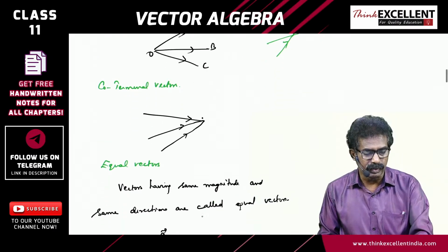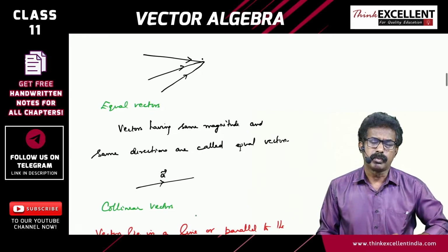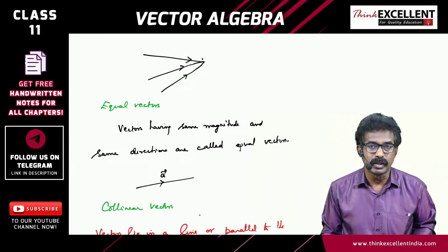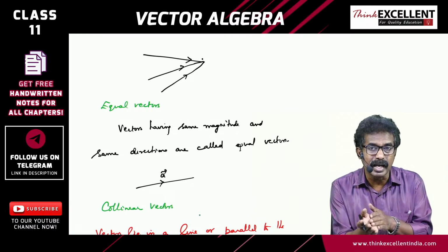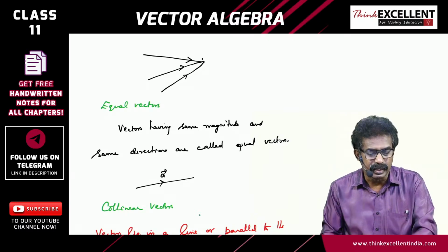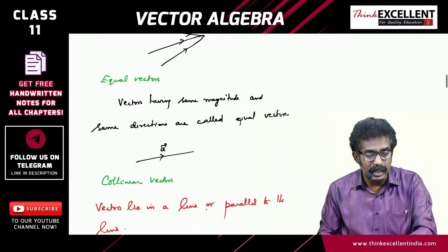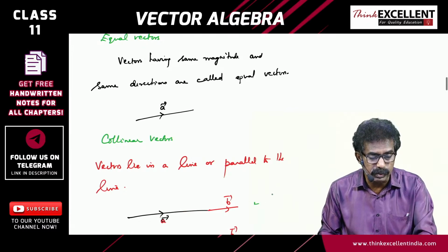So equal vectors. We say collinear for points, right? What do we say for points? The points lie in the same line, we call it collinear. For vectors, collinear means they lie in the same line or are even parallel. To say two vectors are collinear, they lie in the same line or they are parallel. Parallel to a line can also happen. In the first case, both can lie in the same line.